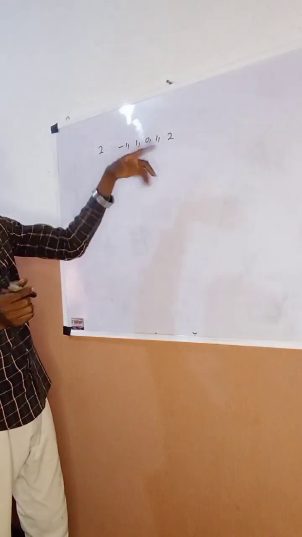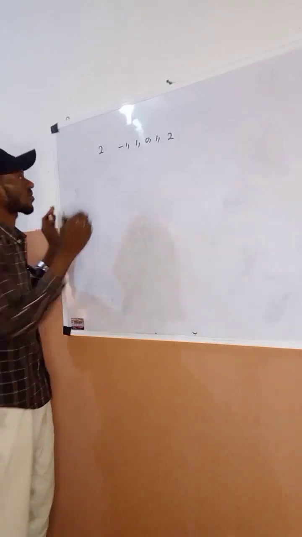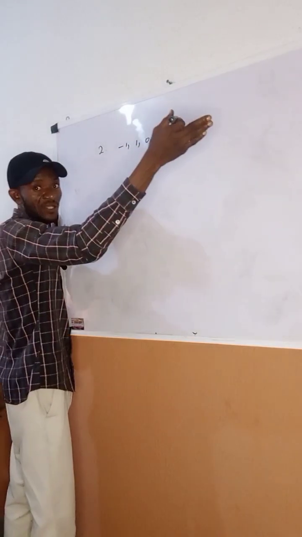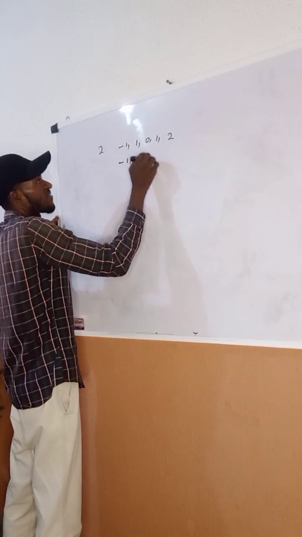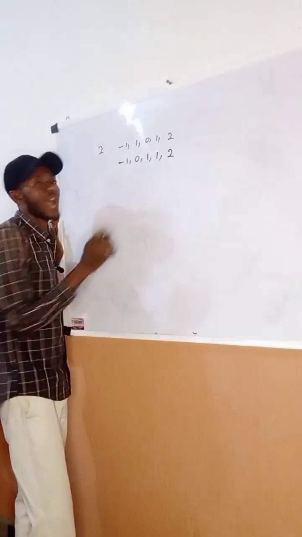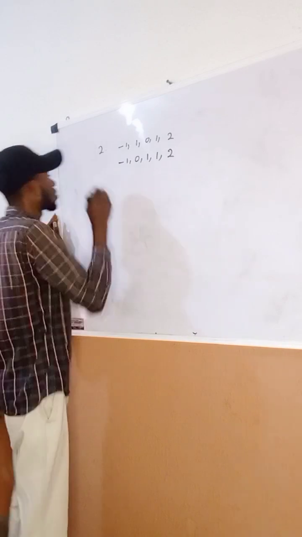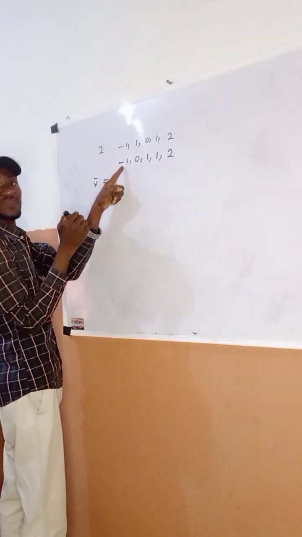So we are equally going to do, of course, this one has not been sorted in ascending order. So to arrange them in ascending order, we have minus 1, we have 0, we have 1, we have 1, and we have 2. So we quickly go and obtain our mean. Our mean X bar is given as, so we come here.